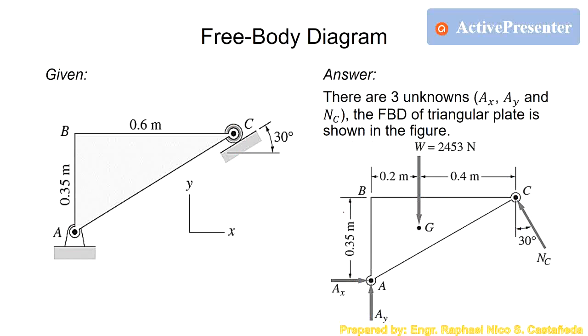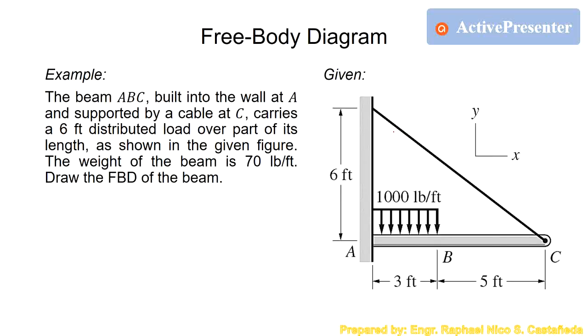So there are three unknowns, two forces from the pin and one from the normal force or roller support at C. Then the one active force is the weight of the triangular plate.